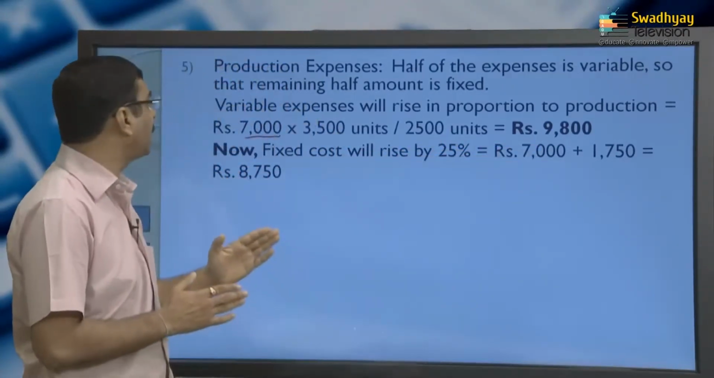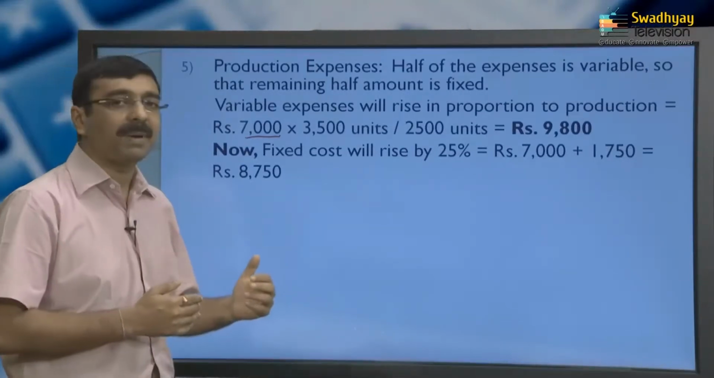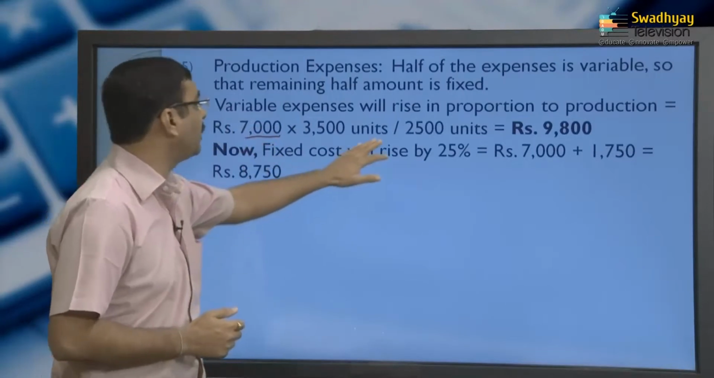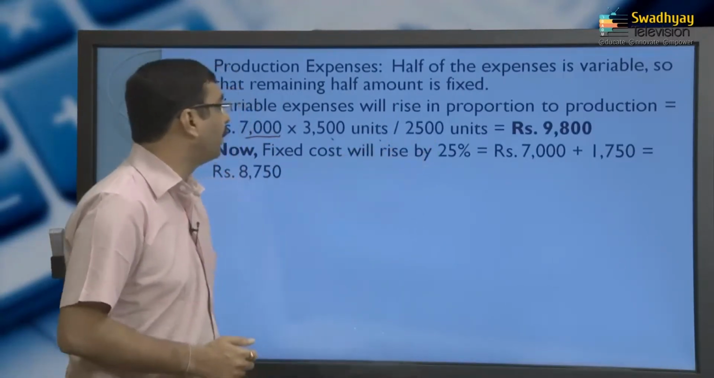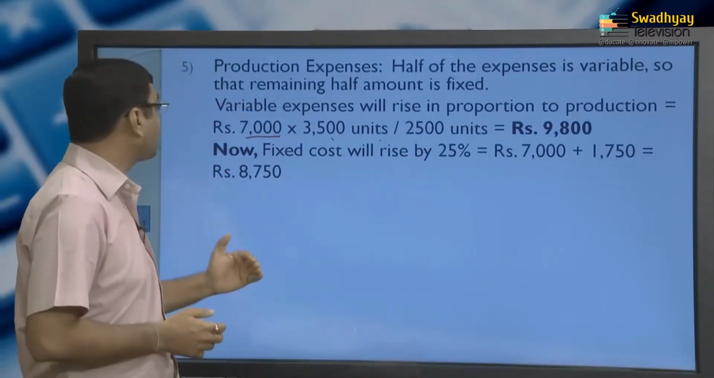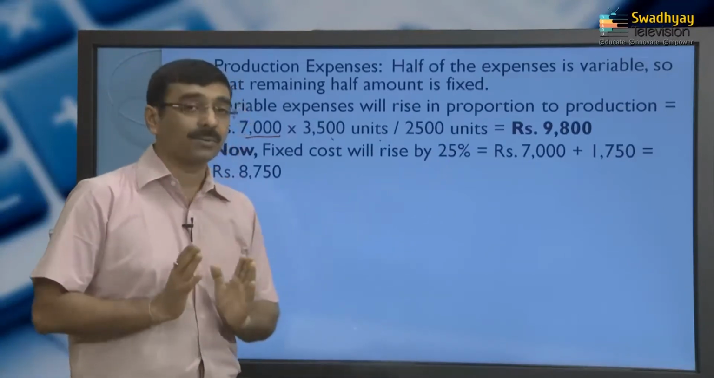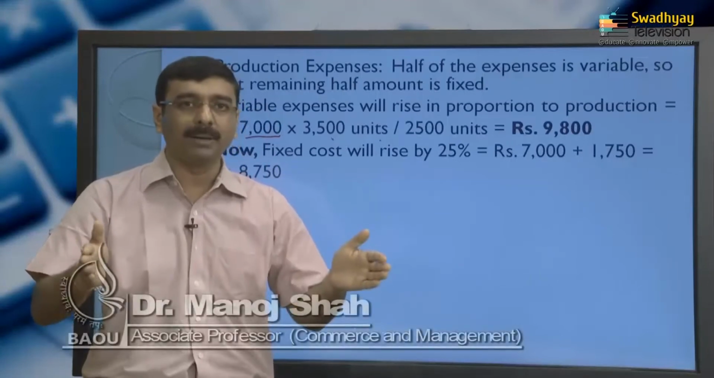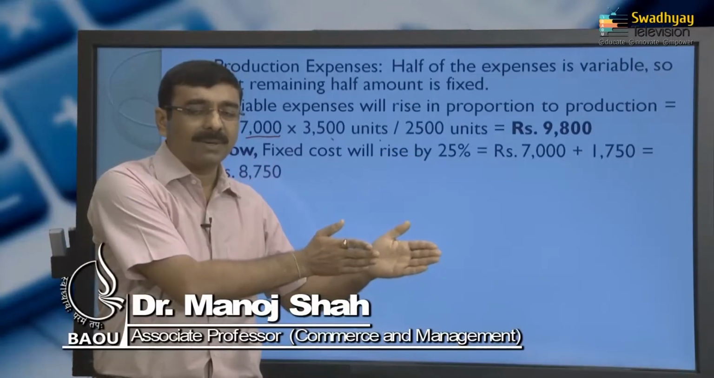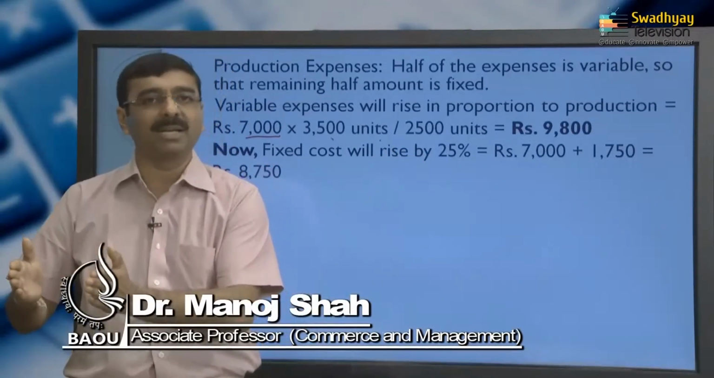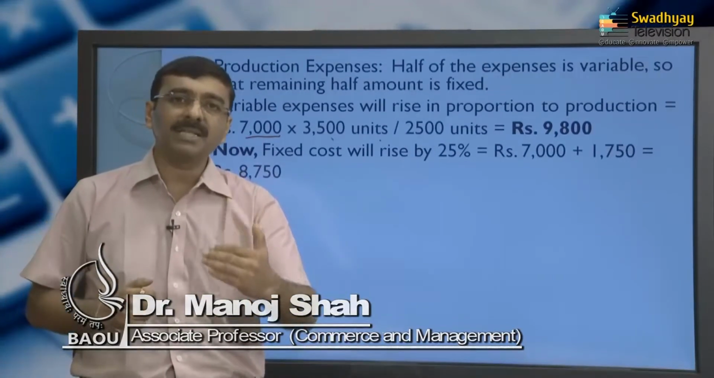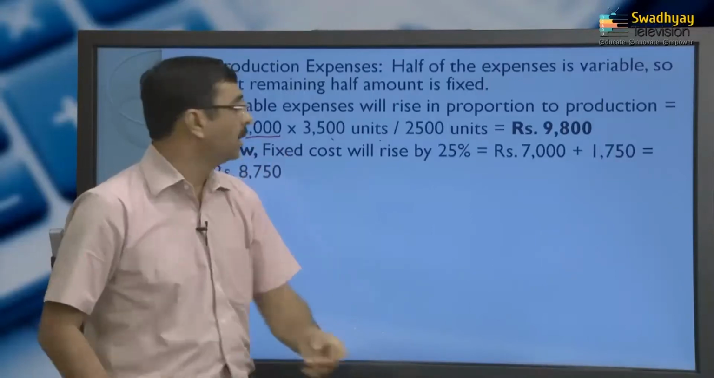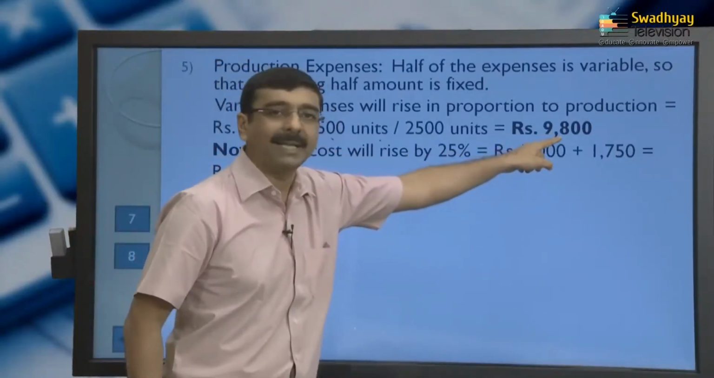So, 9800 rupees is the variable expenses for the year 2014 on the basis of the change in the production number of units. Now see here, fixed expenses is actually 7000, because we already divided the total amount of production expenses in two parts. The 7000 was fixed expenses and the remaining 7000 is variable expenses. Variable expenses always change on the basis of changes in the number of units. So that we already found out, that is 9800.